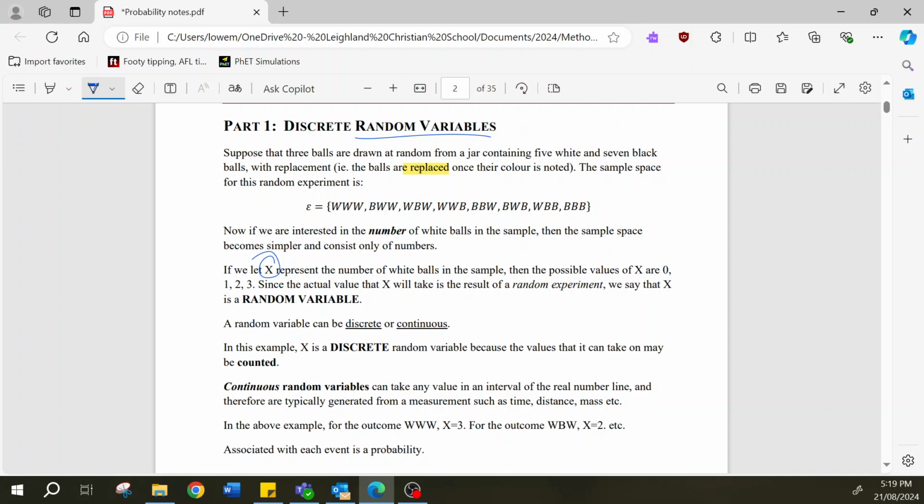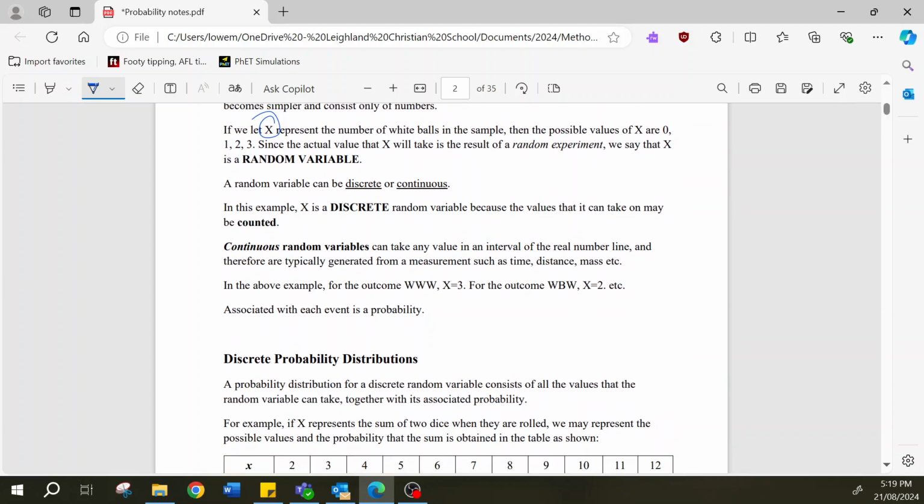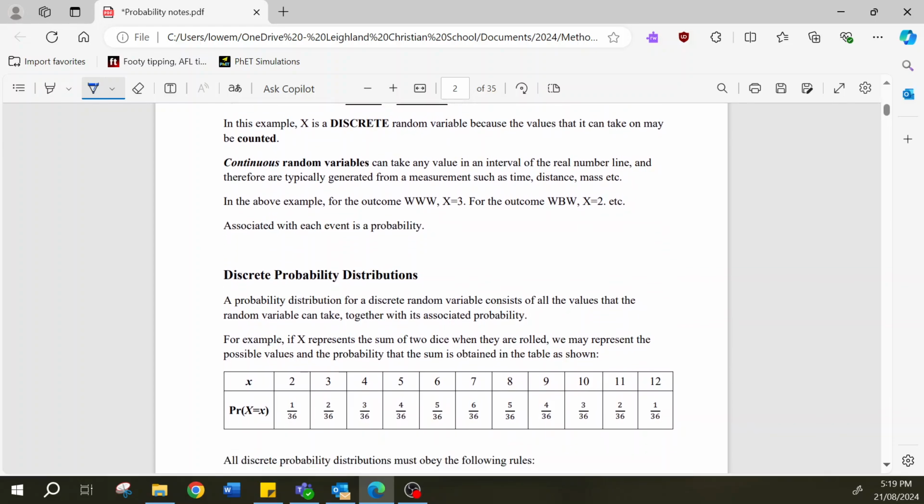In this particular example we're looking at, for the outcome of white, white, white, that means x is equal to 3. For the outcome white, black, white, x is equal to 2, and so on. Now, with probability, associated with each event is a probability.